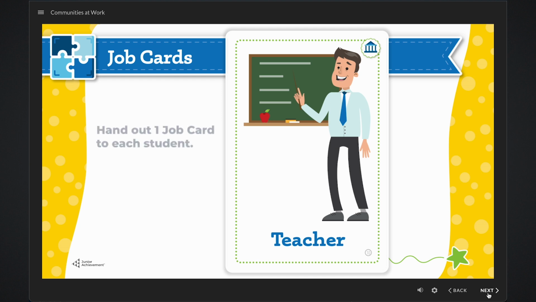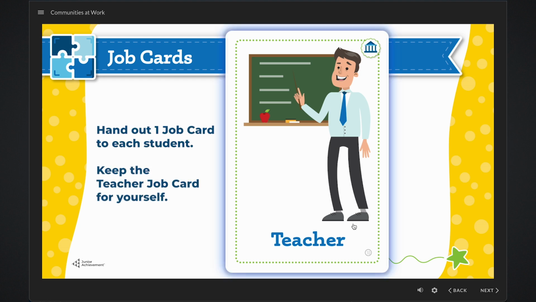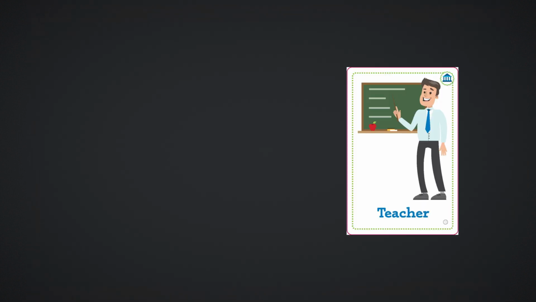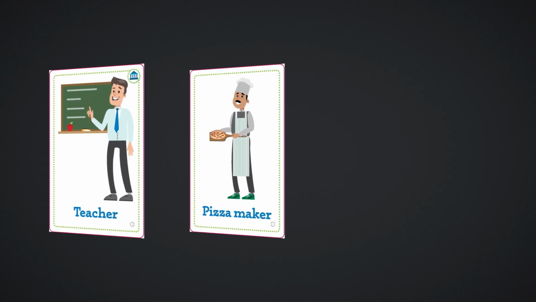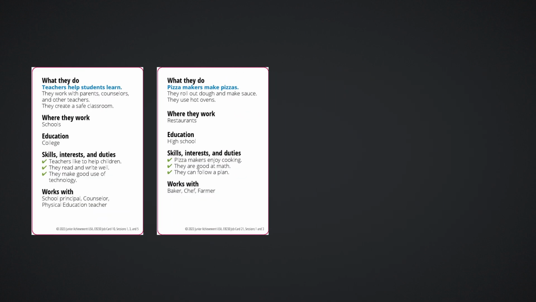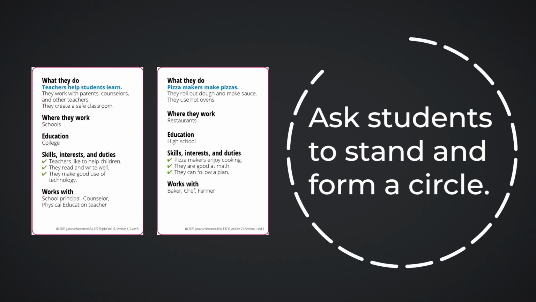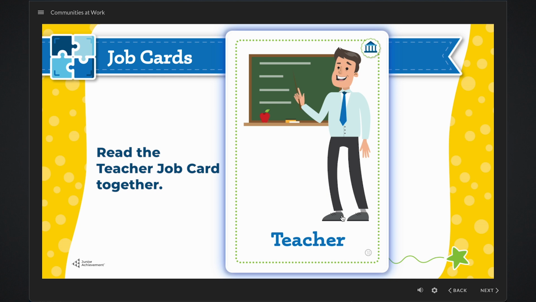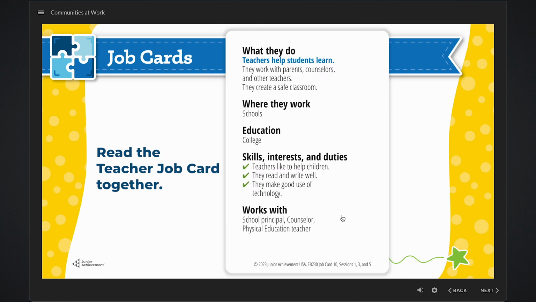Hand out 1 job card to each student, keeping the teacher job card for yourself. Do not distribute the pizza maker job card. You can add physical activity by asking students to stand and form a circle. Read through the teacher job card together, pointing out the different headings and what they mean.